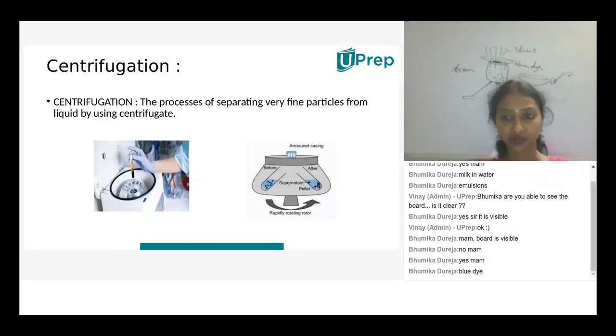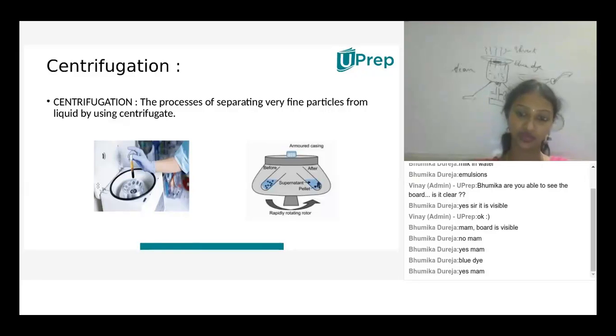Another use of centrifugation is in diagnostic centers. What do you mean by diagnostic centers? Labs. They collect blood samples and urine samples, and they go with centrifugation first. Any impurities present in the blood sample or the urine sample are separated, and then they go for the analysis, the diagnosis. Understood or not? Yes, ma'am. So centrifugation is the process of separating very fine particles from liquid by using a centrifuge.